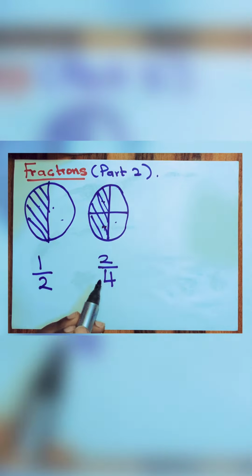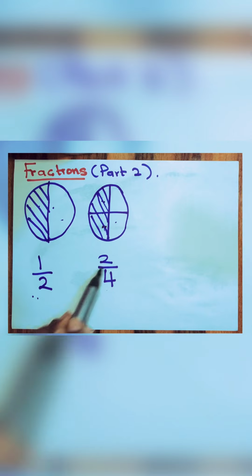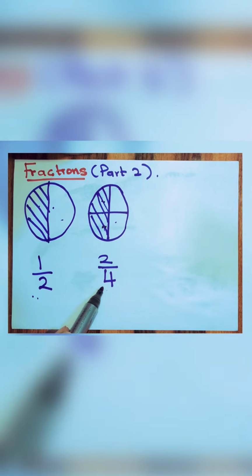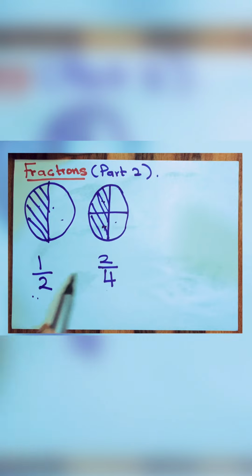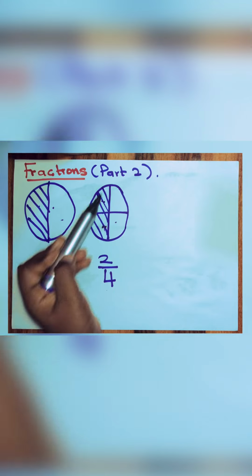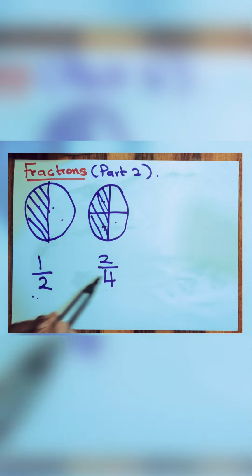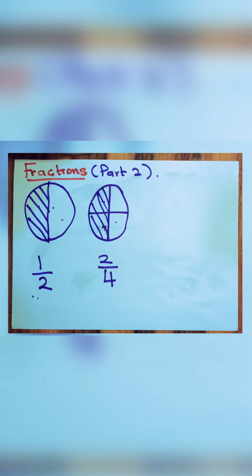And so even though the numbers are different here, I have 1 in the numerator and 2 in the denominator here, but here I'm using 2 in the numerator and 4 in the denominator. These 2 fractions represent the same quantity, right? And so we say that these fractions are equivalent.